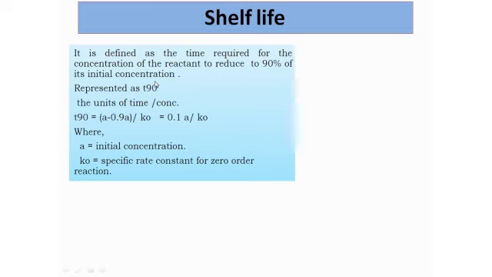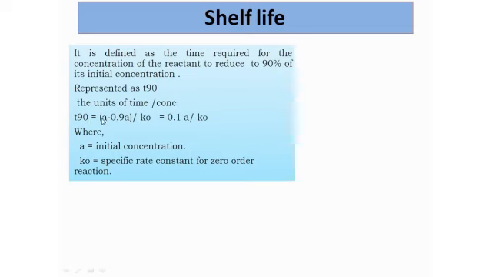90% of the initial means earlier the concentration of the drug was 100%. After time t, suppose 30 minutes, the concentration has come down to 90%. That means 30 minutes is the shelf-life. It is represented by T90, because 10% of the drug has been degraded. The unit for the shelf-life is time.